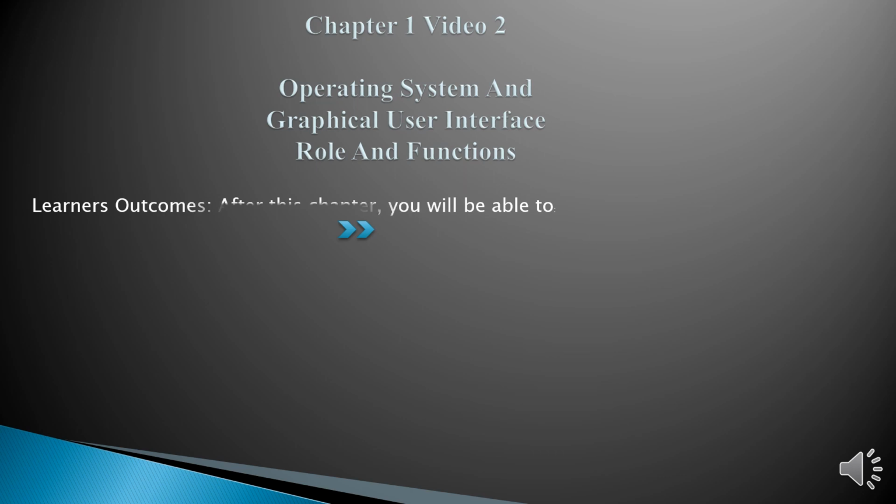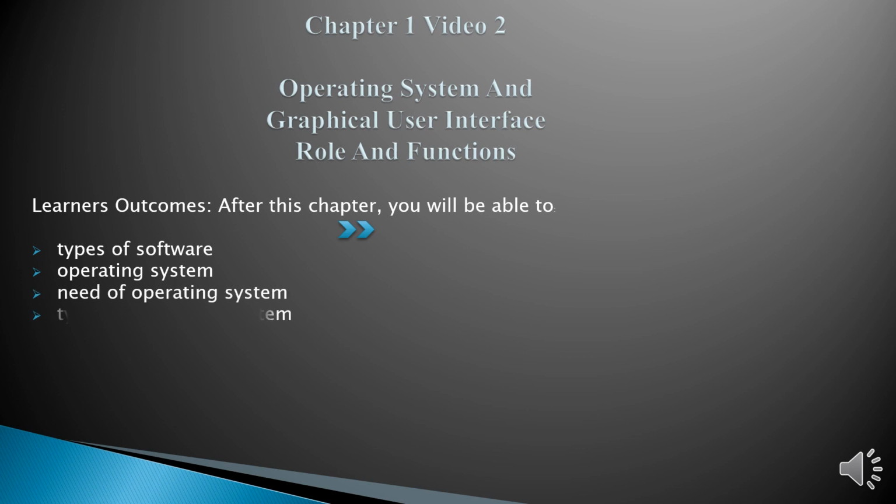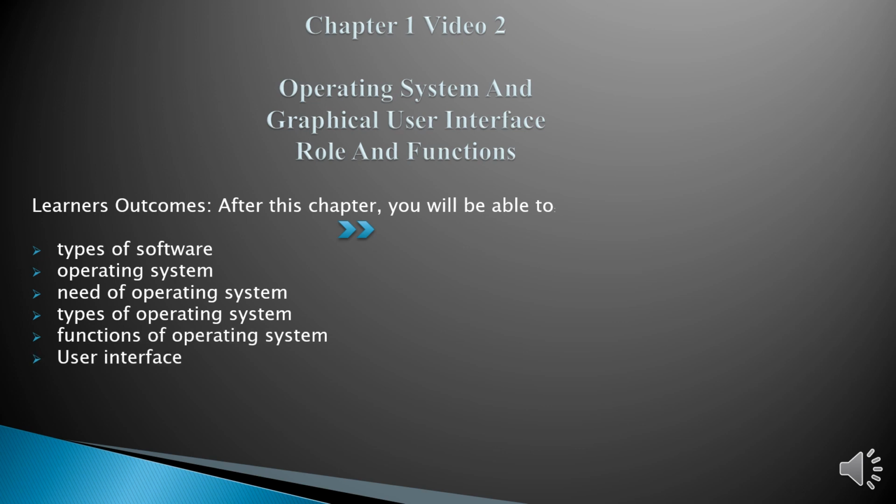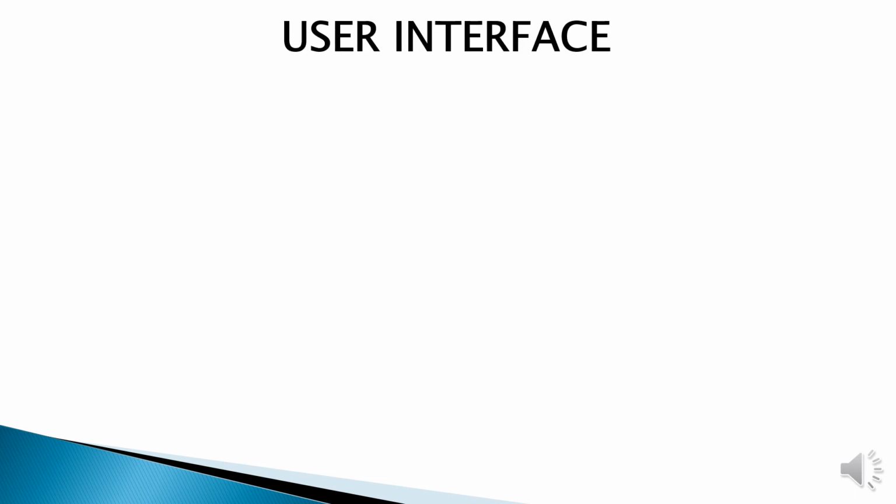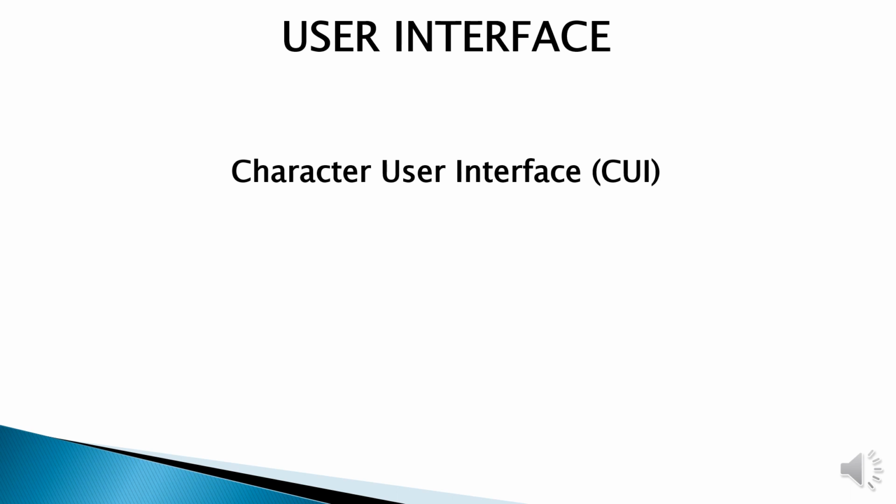After this chapter, you will be able to understand types of software, operating system, need of operating system, types of operating system, functions of operating system, and user interface. Today, I will explain about user interface. Generally, there are two types of user interface we use: character user interface and graphical user interface.